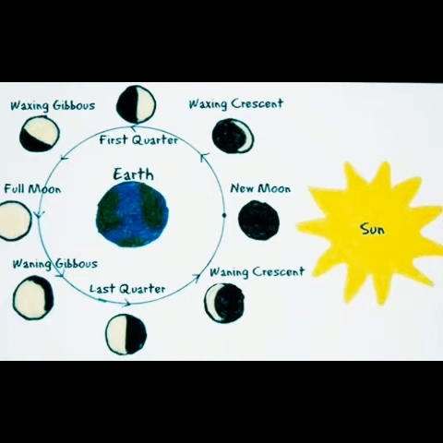Look at the picture given. The changing shapes of the moon are called phases of the moon. What are the phases of the moon? The changing shapes of the moon are called phases of the moon. The changing shapes of the moon are given in this picture.